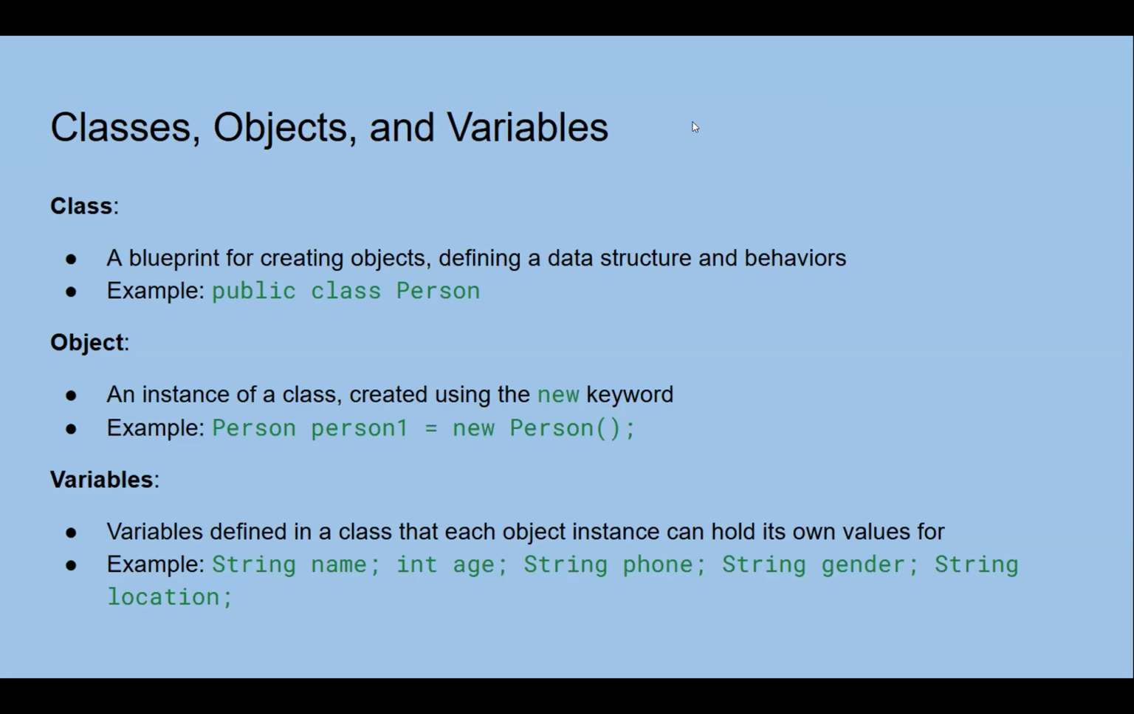Variables in a class are known as instance variables. Each object instance holds its own values for these variables. For example, in our person class, we might have variables like string name, int age, string phone, string gender, string location. These variables store and manage data specific to each object.